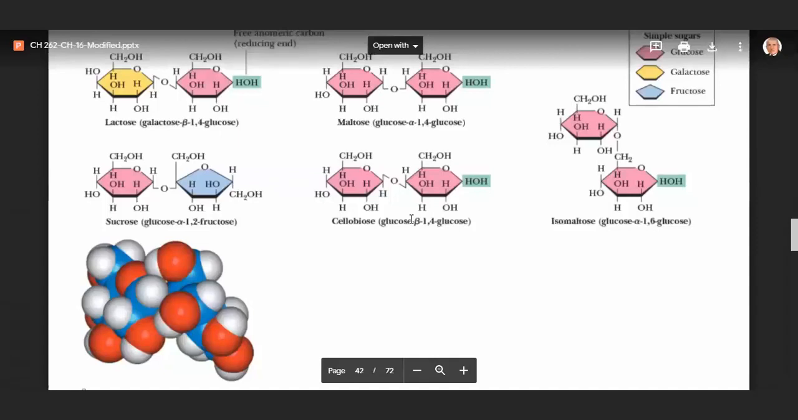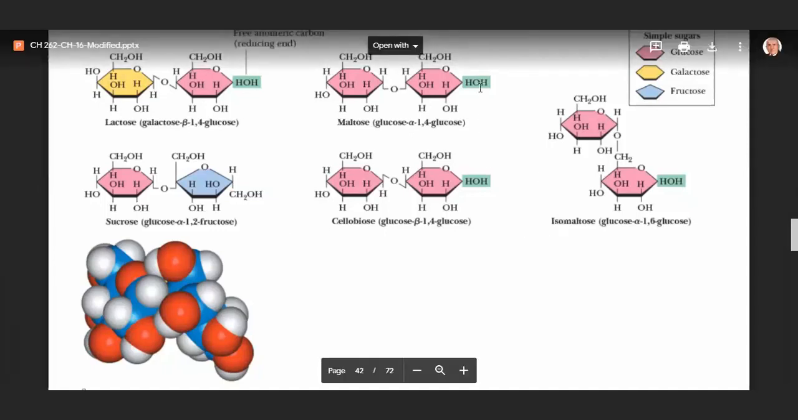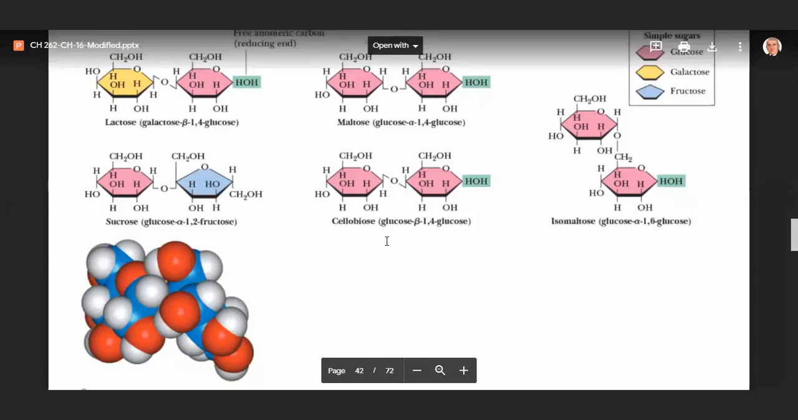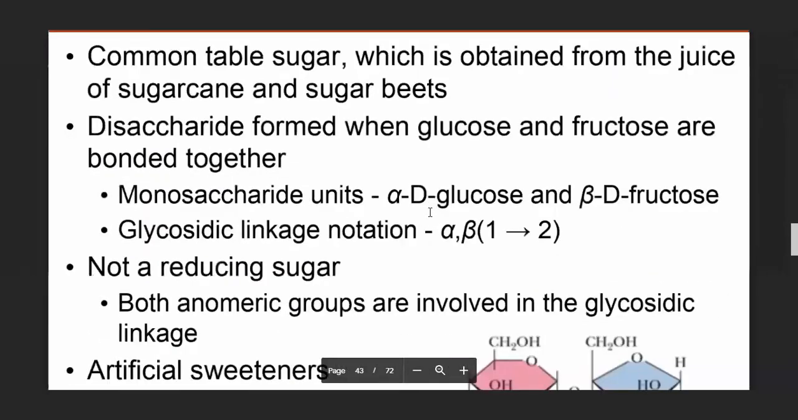So all these disaccharides we will talk about: lactose, maltose, sucrose, cellobiose, and isomaltose. Notice that all of them have a free reducing end except for sucrose. So sucrose is not a reducing sugar. Now let's talk about each one.